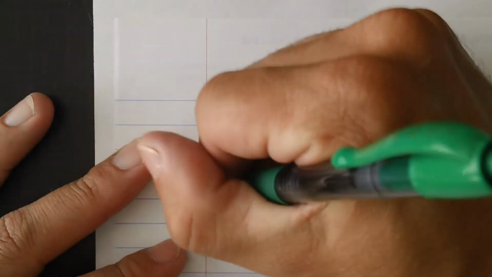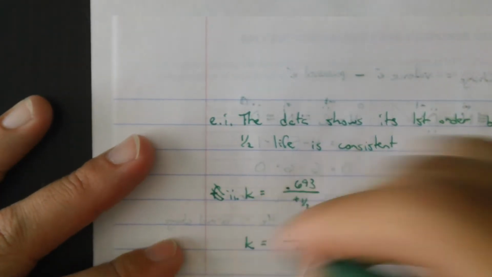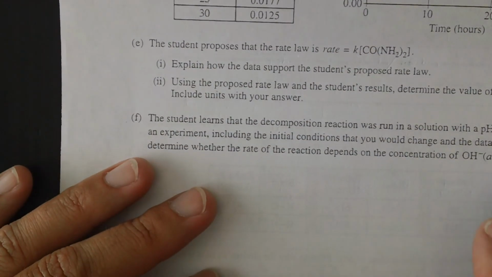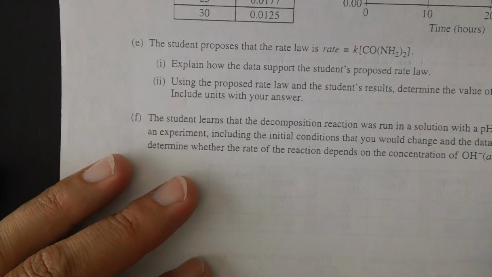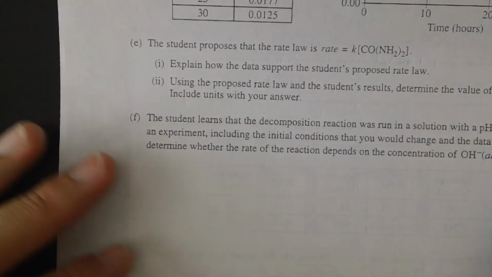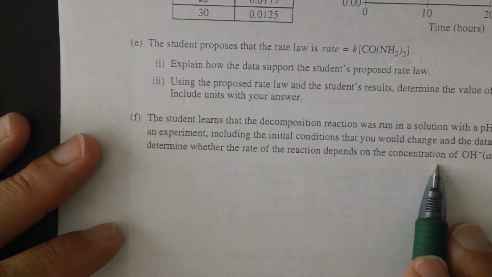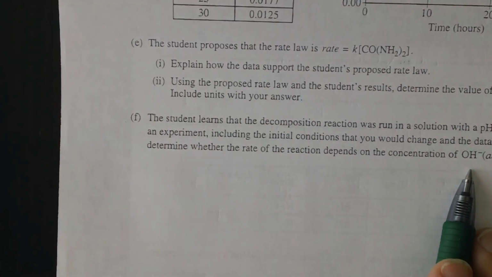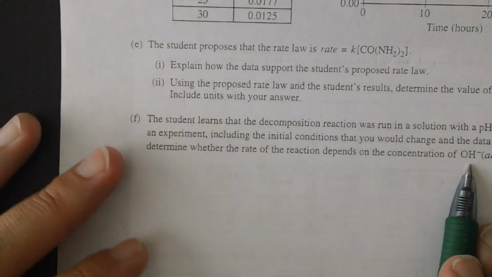Oh, except it's not F. It's E2. Sorry. And then the last piece, F, says the student learns that the decomposition reaction was run in a solution with pH of 13. Briefly describe an experiment including the initial conditions that you would change and the data you would gather to determine whether the rate of the reaction depends on concentration of hydroxide.